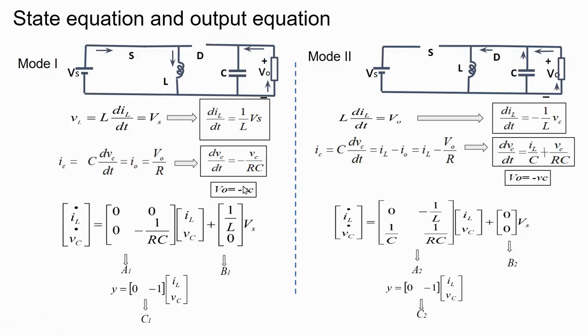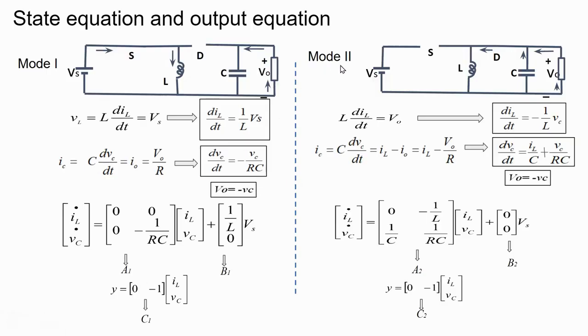So the output equation is nothing but V naught equal to minus Vc. Writing this again in the matrix form, we get y equal to [0 minus 1] times [IL Vc]. So this is the state equation and this is the output equation for mode 1. The matrix A1 is this one, [0 0; 0 minus 1 by RC]. This is the state vector which has the current through the inductor and the voltage across the capacitor. And then B1 vector is [1 by L, 0]. And this is the C1 row vector.